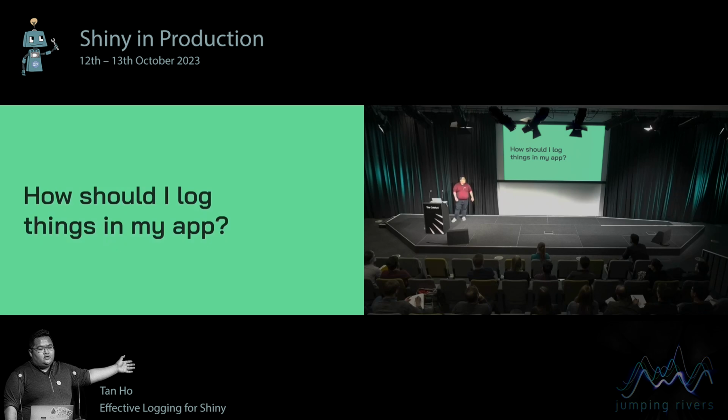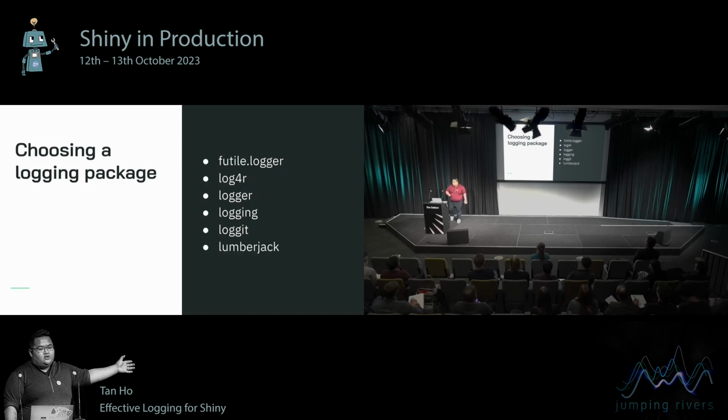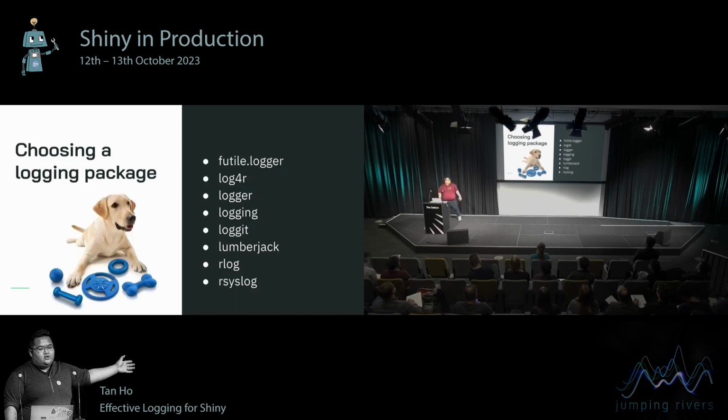Okay, so we talked a lot about this. So how should I log things in my app? And this is really a question about how do you choose a logging package? Well, in R and on CRAN specifically, there are many options. There's futile.logger, log4r, logger, logging, logit. So that's the theme here. Lumberjack, someone got creative. I like that one. rlog, rsyslog, all kinds of things, right? So how do you choose? You're looking at all these options. How do you choose between them?